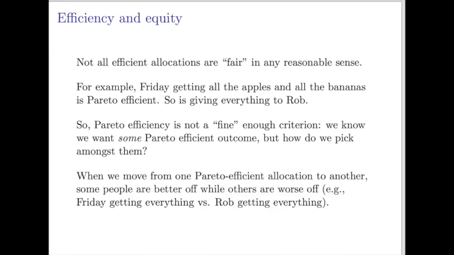So when we move from one Pareto efficient allocation to another, we make some people better off and others worse off. So if we draw a quick picture here, right? We've got our contract curve here. As we move in this direction along the contract curve from this point to this point to this point, Rob's made better off and better off, whereas Friday gets worse off and worse off. And conversely, if we move in this direction, Rob is worse off and Friday is better off.